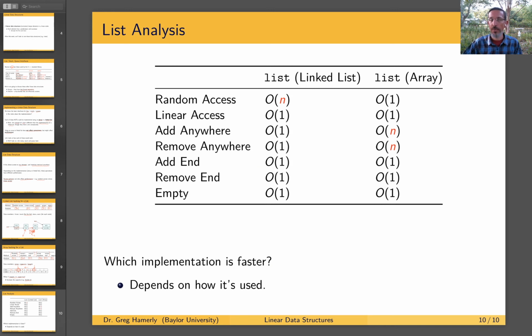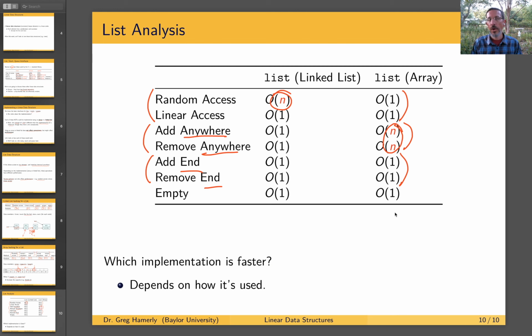Okay, so here's a summary of what we've seen so far. We have different types of access. We have different types of removal, or I'm sorry, addition. No, this is for adding and removing, and this is for adding and removing only at the end. This is for anywhere, and this is for only at the end, right? In a linked list, random access costs order n. Adding anywhere or removing anywhere in an array-backed list costs order n, and everything else costs order 1.